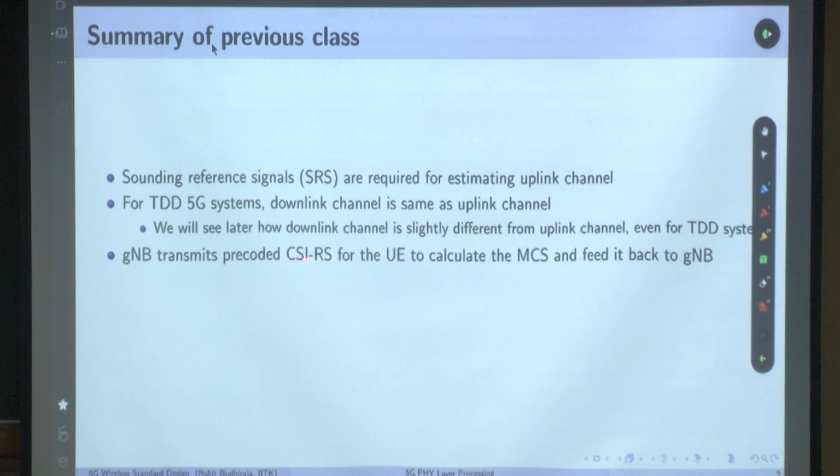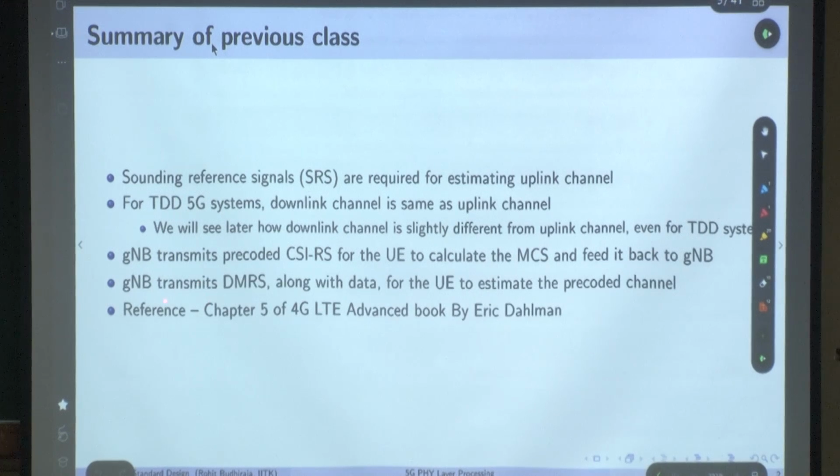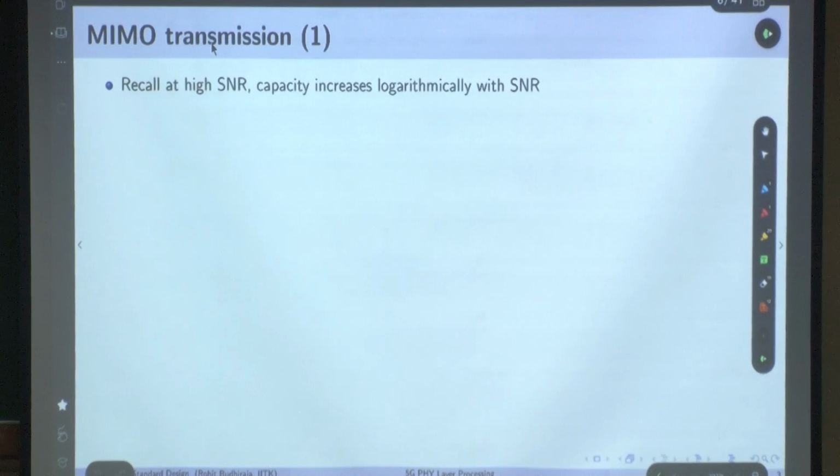Now, sounding reference signals are required for estimating the uplink channel. And then the base station transmits CSI-RS for the UE to calculate the MCS and feed it back to the gNodeB. Then this gNodeB transmits the DMRS along with data for the UE to estimate the channel, which is used for downlink decoding of the data, and this is basically the reference for whatever we have discussed.